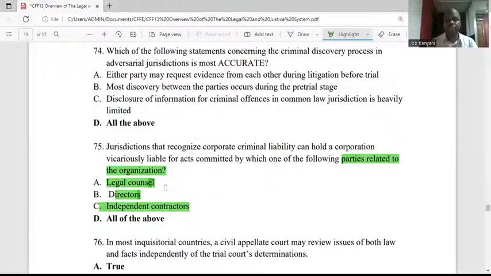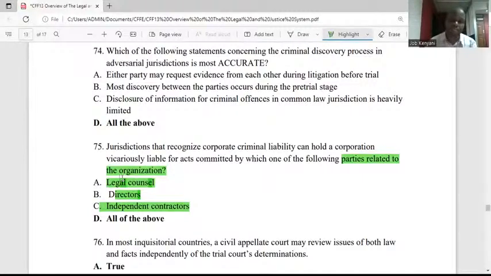So the key elements in vicarious liability: number one, there must be a master-servant relationship. Number two, this servant must have committed that wrong while in the course of employment. This legal counsel committed that wrong while in the course of employment on behalf of the company. The directors committed the wrongs while they were carrying out the duties they are supposed to carry out as per the instructions or mandate under the company's articles. So this independent contractor was carrying out a task under the instructions of the company as the master.